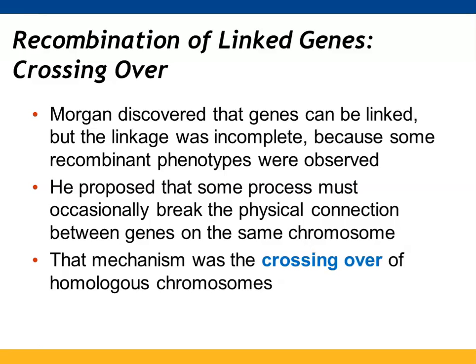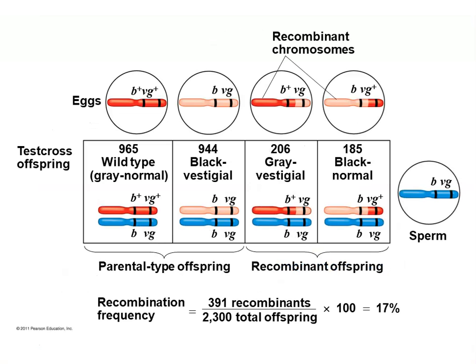So since the linkage is not complete in terms of having just truly a 1-to-1 ratio with the parental phenotypes, there had to be something taking place causing the alleles to be combined differently. Again, that's crossing over of the homologs in prophase I. So here's an example of how you can take that data and calculate it to determine what that recombination frequency is.